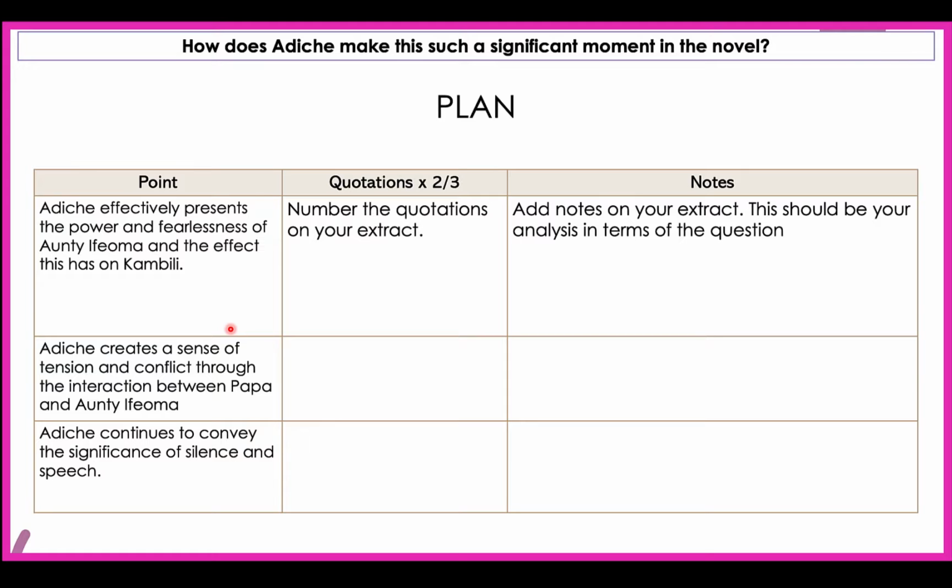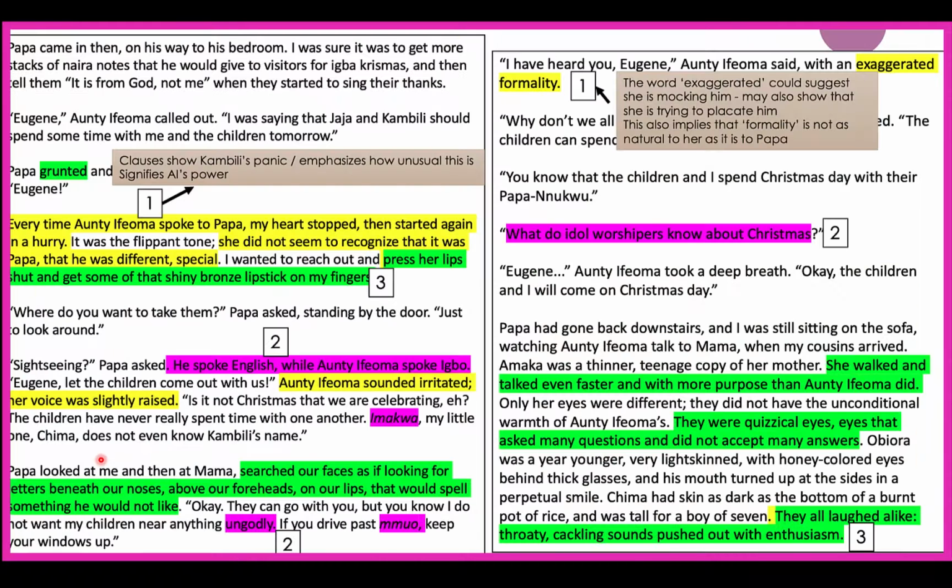This was our plan, just to remind you. If you're not sure how we got to this stage, or you did miss part 1, I would recommend that you go back and have a look at how we got to the point of being able to get a plan. We've got the key words here in the plan that we're going to be using: power, fearlessness, tension, conflict, silence, speech. All of these are big ideas as well, so they're all really going to drive our essay and make sure that the examiner knows that we fully understand the significance of the novel itself, as well as the extract.